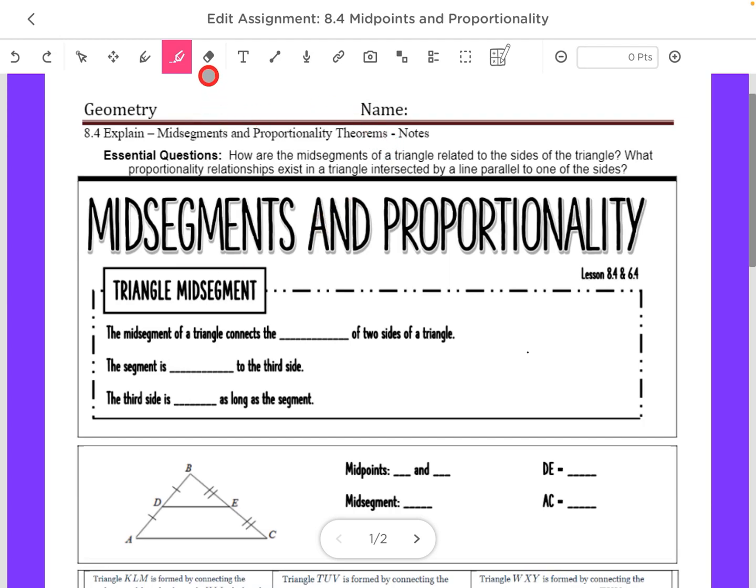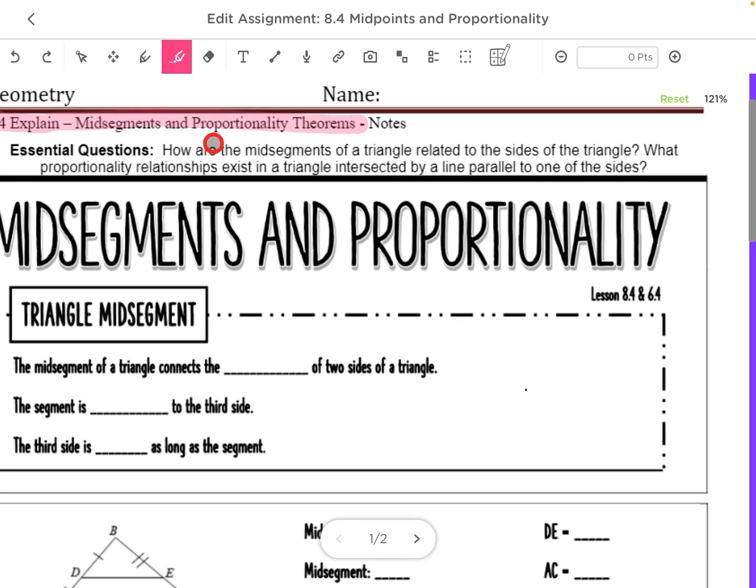Okay, kiddos, now we have made it to our last lesson of the semester. So we're going to be doing 8.4 today, mid-segments and proportionality theorems. Our essential question is, how are the mid-segments of a triangle related to the sides of that triangle? And what proportionality relationships exist in a triangle intersected by a line parallel to one of the sides?